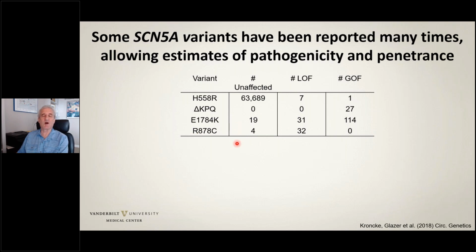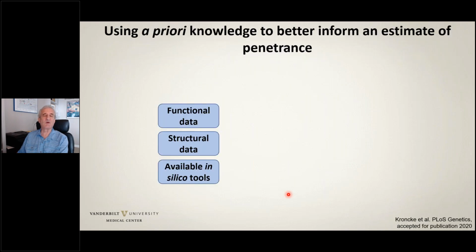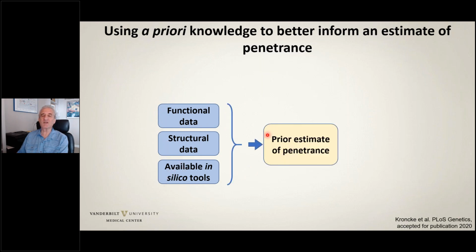But the penetrance part is hard to establish when you have variants that look like this. Even if they're pathogenic in silico, when you have 1 patient reported in the literature or 2 patients reported in the literature, it's very difficult to get at that. So what Brett has been doing is trying to use basically a machine learning approach to do the following experiment. Take a variant, incorporate the functional data, the structural data, and in silico tools, then make a prior estimate of penetrance.